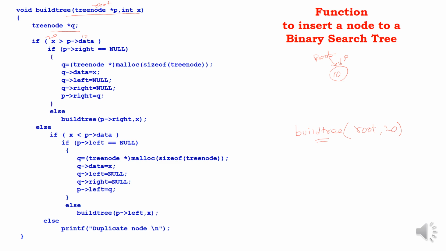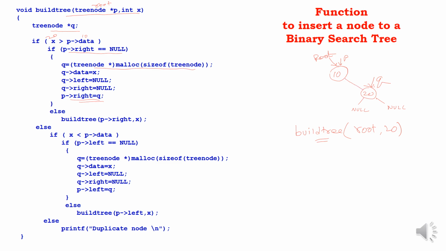Now I have to check, is right of p null? Yes, p right is null. There is no node, so I can add a new node there. Allocate memory to create a new node q. A node is created. It is q. Then q data is x. X is 20. Q left is null. Q right is null. So a new node is created. Then p right is q. P right was already null, and it is now assigned to q.